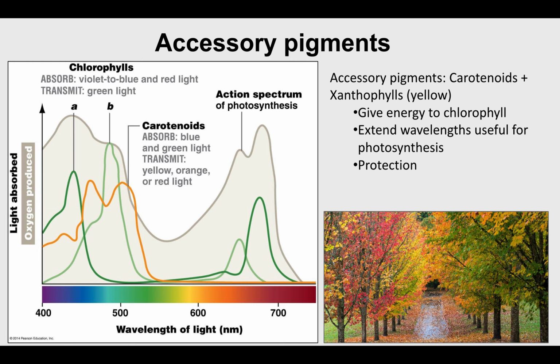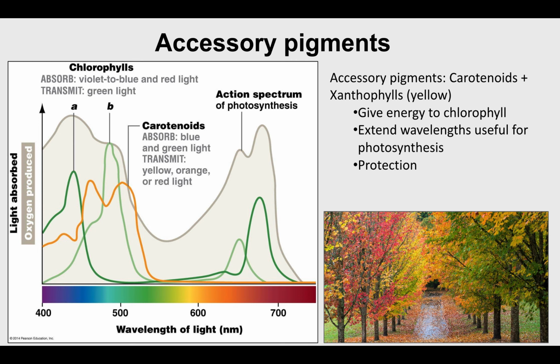This is where those accessory pigments come into play. Carotenoids, like beta carotene, like we saw in the previous slide here, they can be really good at absorbing light in those wavelengths that chlorophyll cannot absorb. So they basically extend the amount of light that a plant can actually use in photosynthesis. So they can extend the wavelengths for photosynthesis.